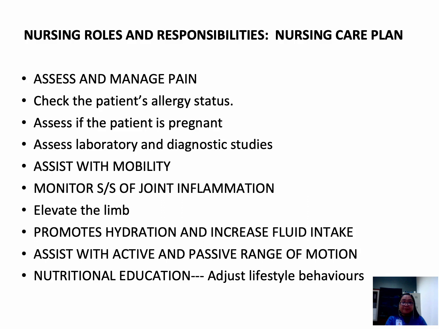Elevating the limb is also one important thing for us to prevent inflammation. Promote hydration, increase fluid intake. This prevents dehydration and helps the kidney excrete the uric acid. Assist with active and passive range of motion exercises.